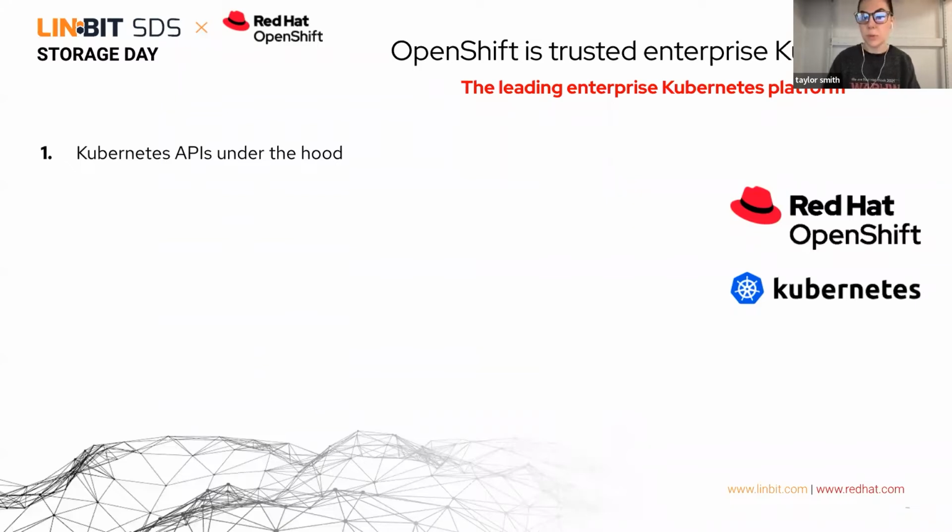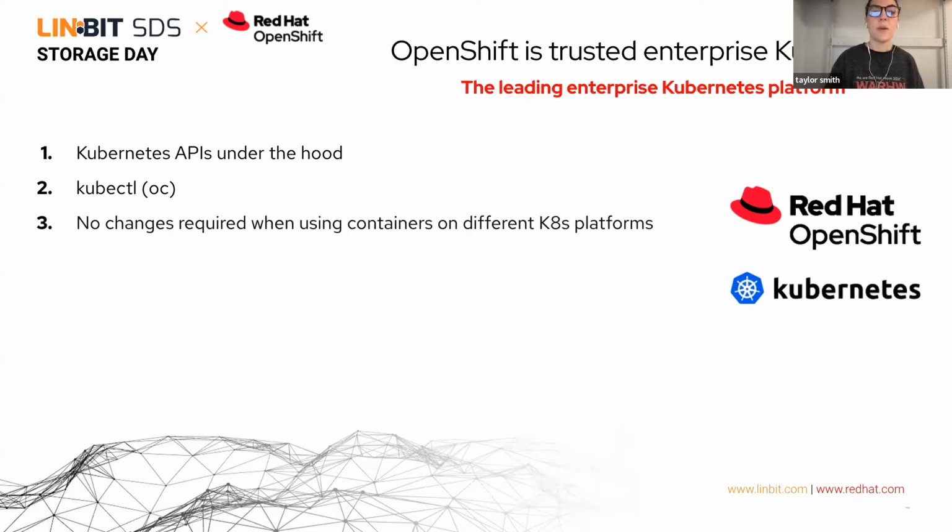OpenShift is based on Kubernetes APIs, and it's fully compatible with the kubectl command line tool. The OpenShift specific command line tool, or OC, complements kubectl as well as adds some additional helpers. If you have containers running on Kubernetes or another Kubernetes-based platform, you don't have to do anything special to make your container compatible with OpenShift.